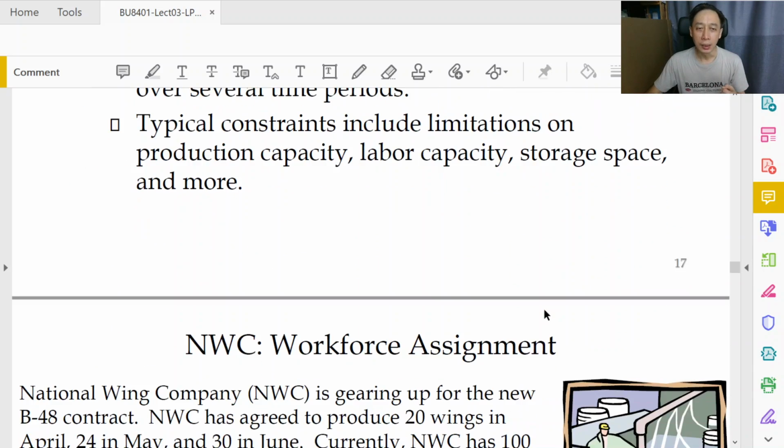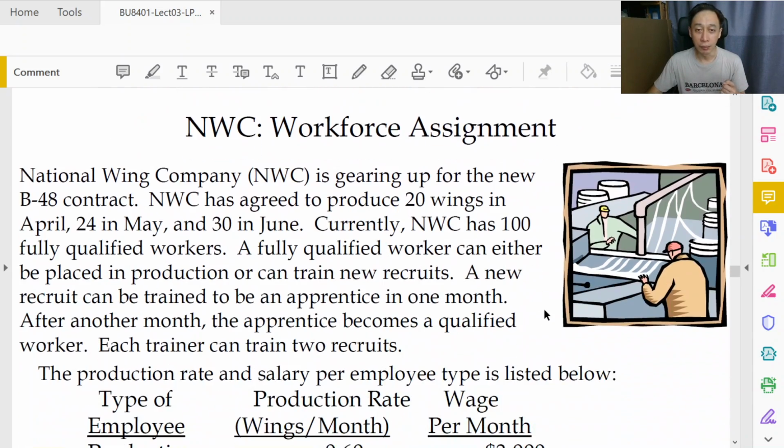Okay, so let's try to understand what this example is all about. Here we are going to produce wings. The wings are basically aeroplane wings, so they are huge. They take time to produce, and the company has to produce 20 wings in the first month, April, 24, and 30 in the next 2 months.